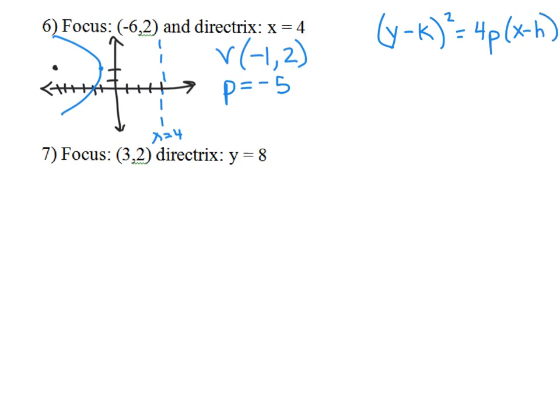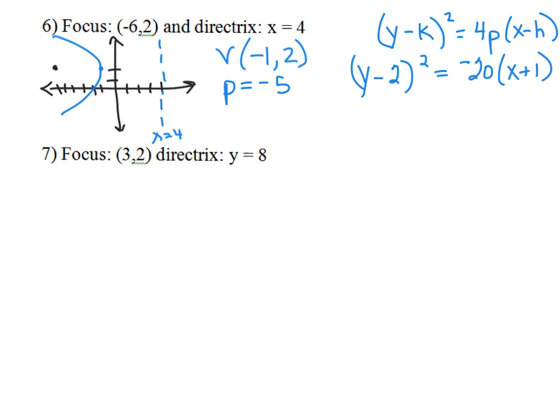Okay, go ahead and substitute those values in. So y minus, now let's make sure that we're using the y coordinate here of the vertex. (y - 2)² is equal to 4 times the p, so that's going to give me -20, times x minus the x coordinate of the vertex. So x minus a -1 is x + 1. That gives us our answer for the parabola, as shown here. And again, remember the y is being squared because I've got a sideways parabola.